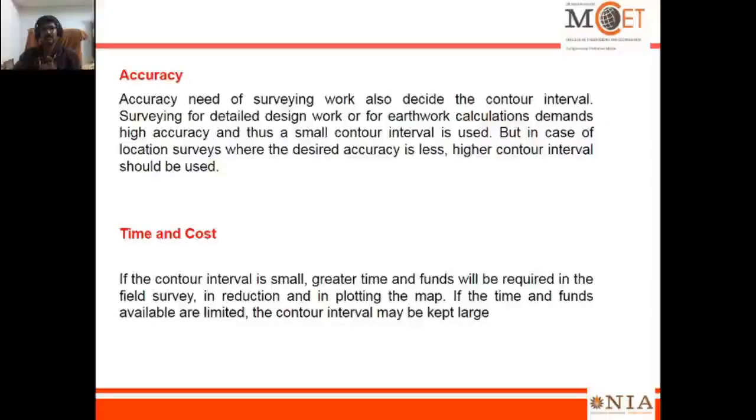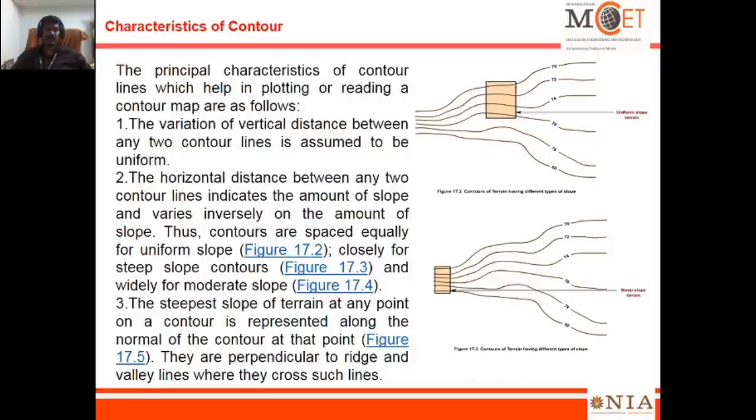And these are the factors which decide the contour intervals, right? Next is the characteristics of contour. This is predominantly a theory question, and can be asked from the exam point of view. What are the characteristics of contour? You can have 11 points, I hope.